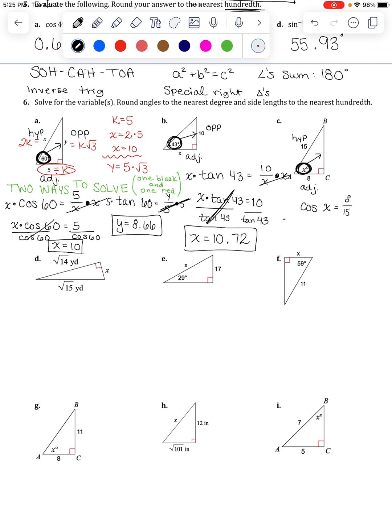When the variable is inside of the trig ratio, stuck in that angle, you're going to use inverse trig. So I'm going to use cosine inverse of this. X is whatever cosine inverse of 8/15 is. Now this is an angle, and when I'm solving for an angle, according to the instructions, I'm rounding to the nearest degree. Be careful of that. This is 58 degrees.